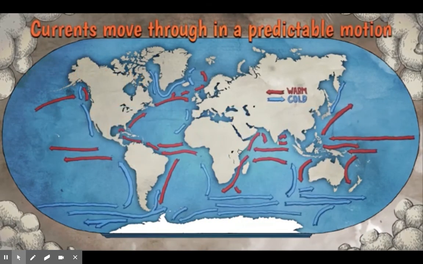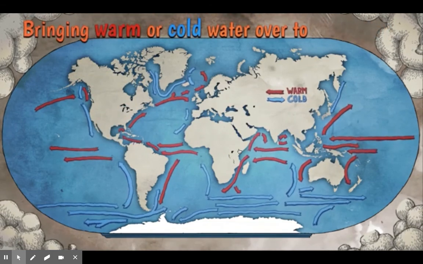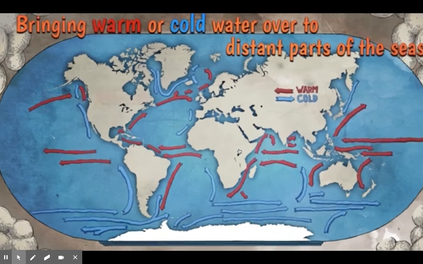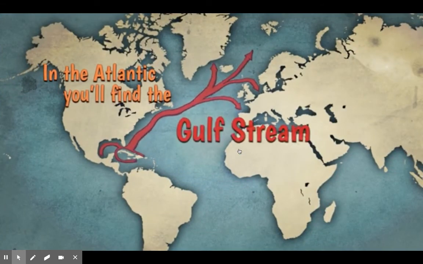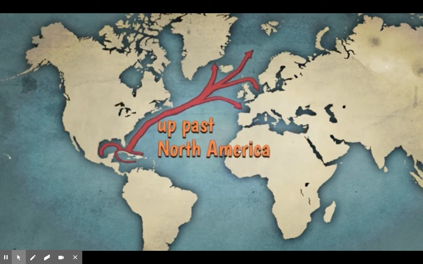Currents move through in a predictable motion. Currents are how lots of water moves, bringing warmer cold water over to distant parts of the seas. In the Atlantic, you'll find the Gulf Stream. It brings warm Caribbean water up past North America and farther.